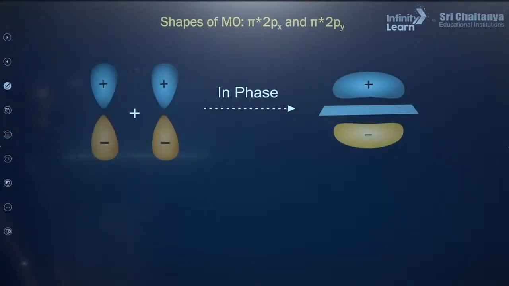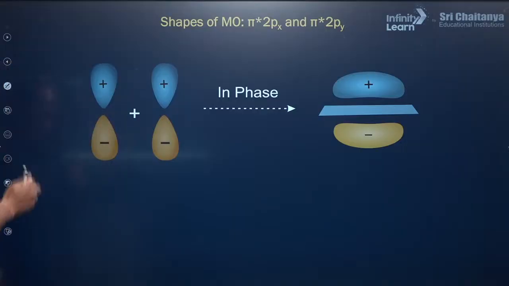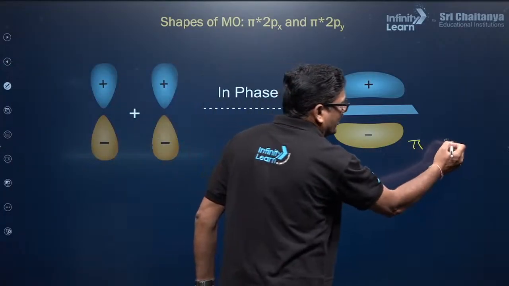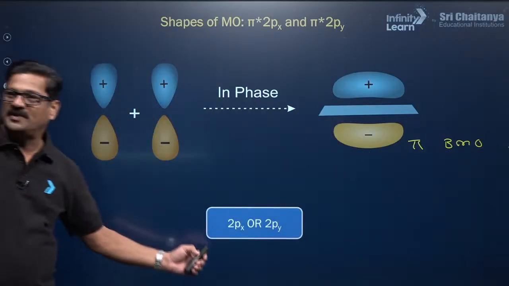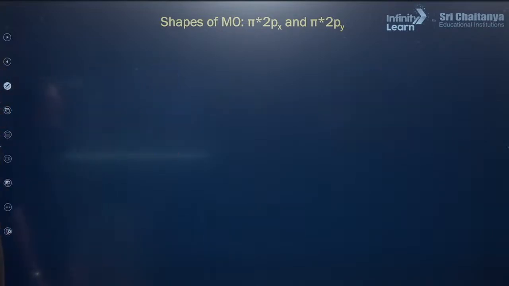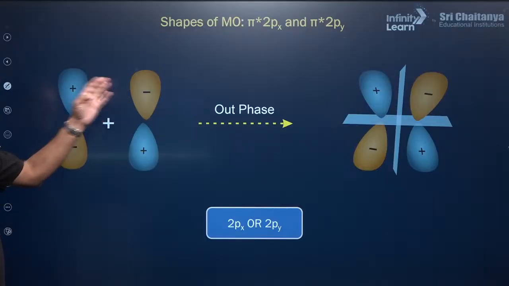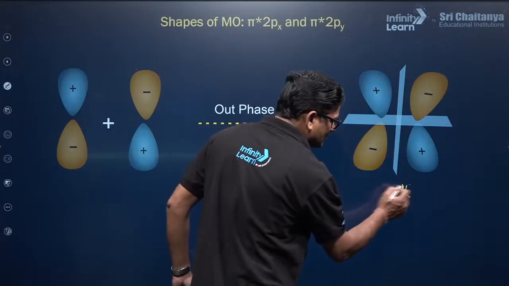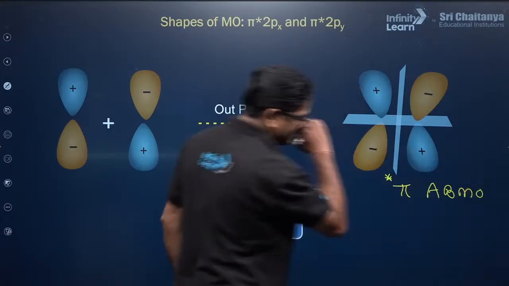And similarly, you can say these PY and PY or PZ and PZ. So plus and plus are combining. This is called pi bonding molecular orbital. You are going to see this, it could be PY or PX orbitals. And you can see destructive interference or out of phase, so it is going to be pi star anti-bonding molecular orbital. You understand?